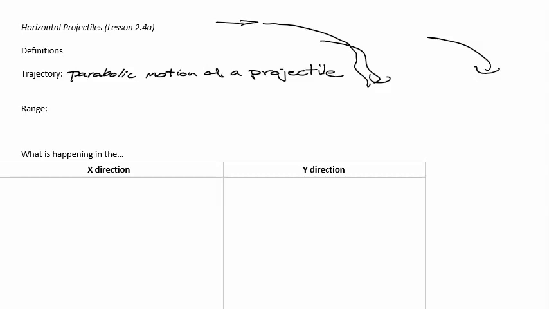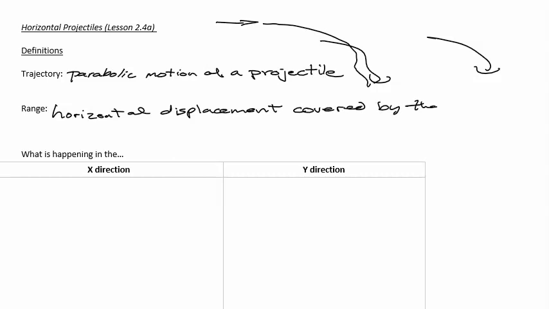The range is simply the horizontal displacement covered by the projectile. So if we take a look at, let's say, this distance here, from this point onwards, that is your range, or your horizontal displacement.